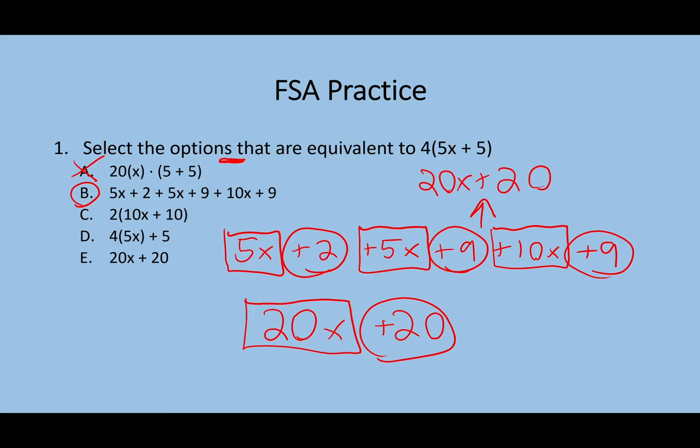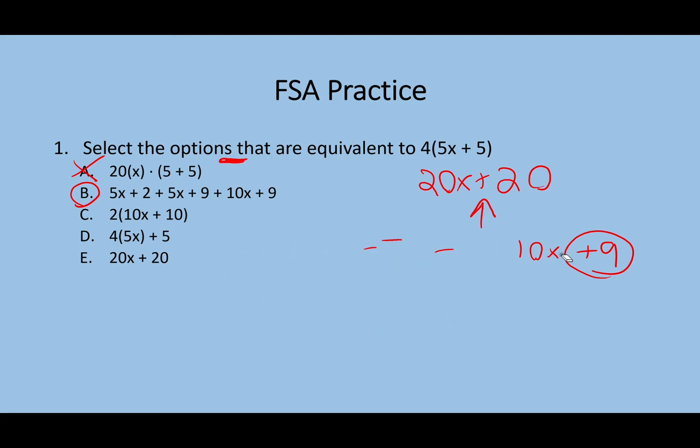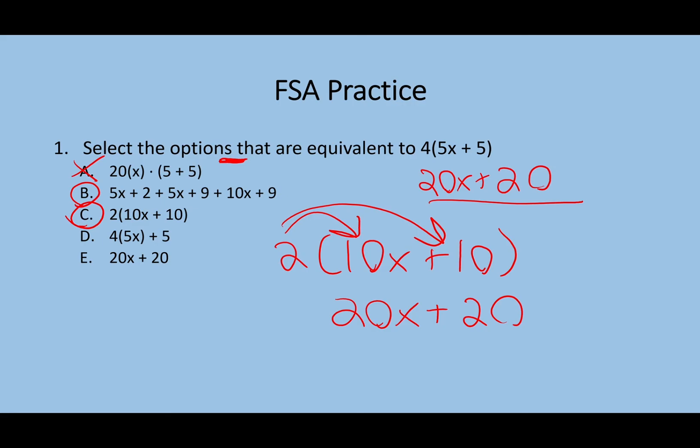You know it's select all that apply if there's an S. There's going to be more than one option. So let's double check. Going to erase this. Let's get ready for C. All right, C looks pretty straightforward to me. I just have to distribute. 2 times 10x plus 10. Let's distribute. 2 times 10 is going to be 20x. 2 times 10 is going to be 20. Oh, that's exactly what I'm looking for. Okay, so C is also going to be the correct option.